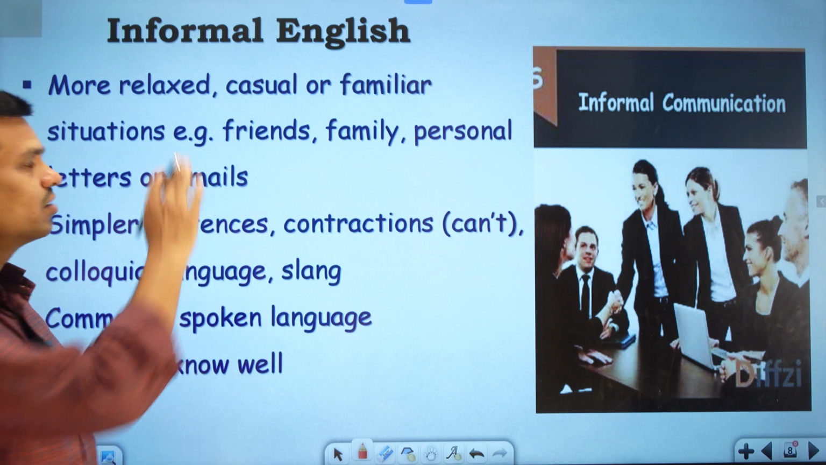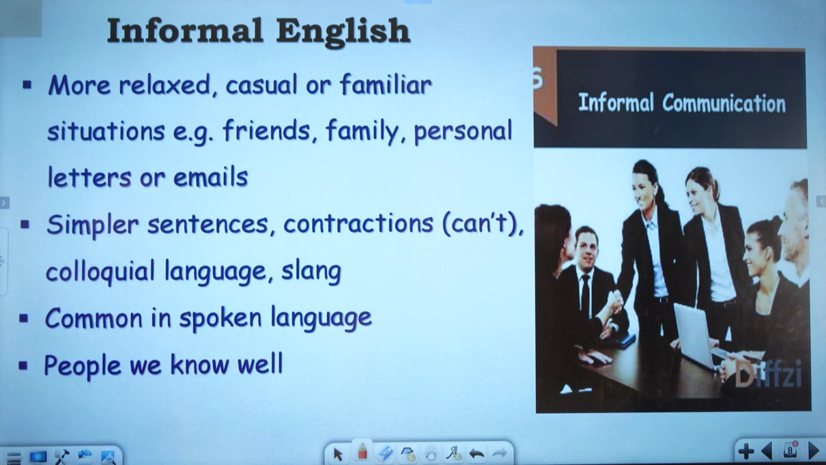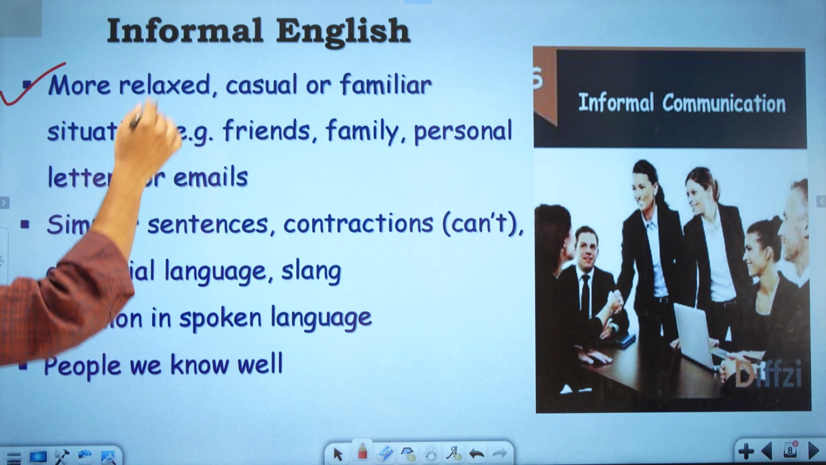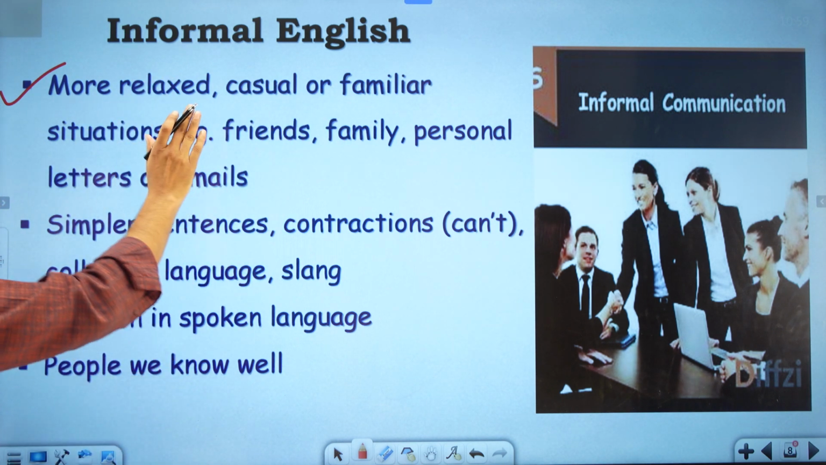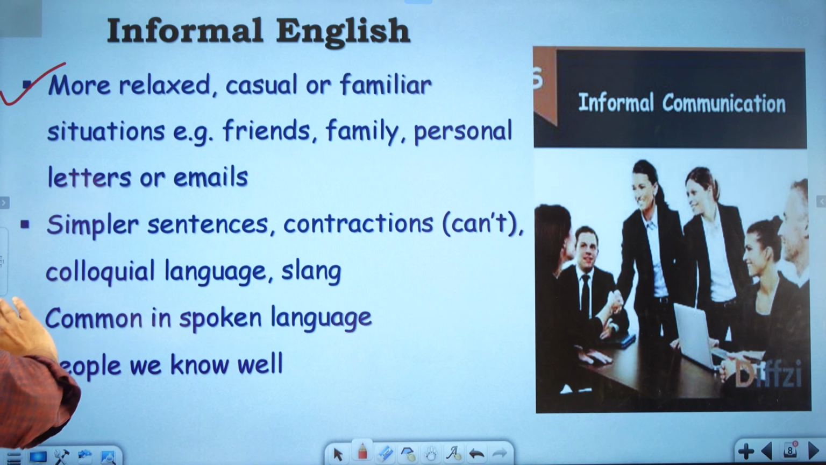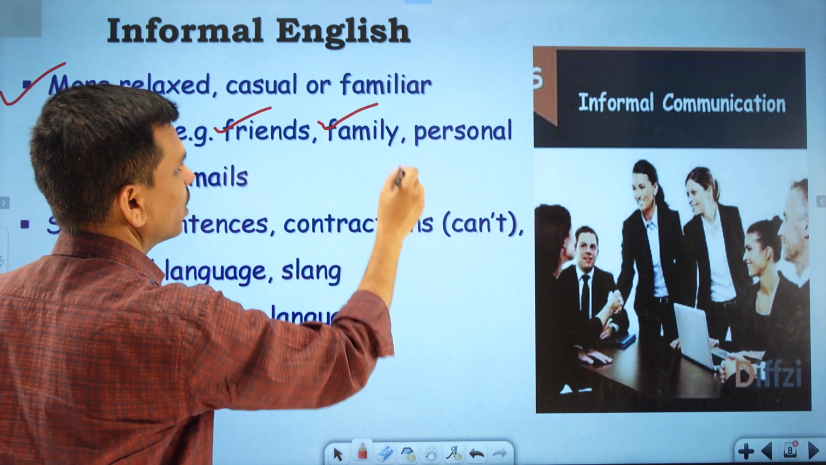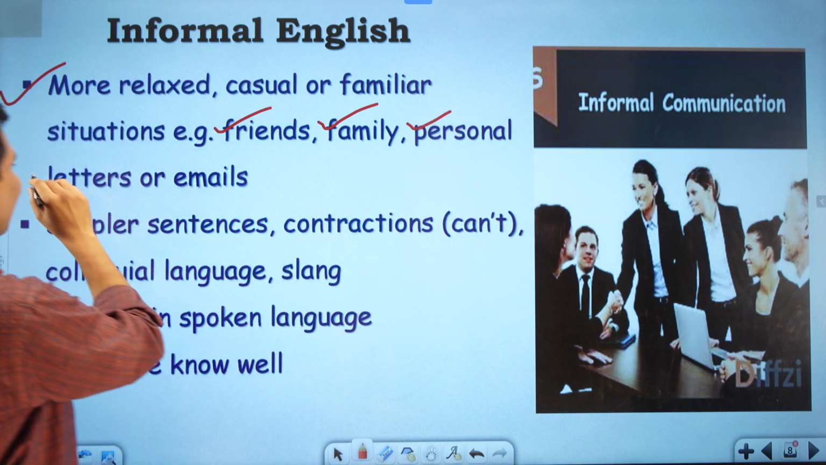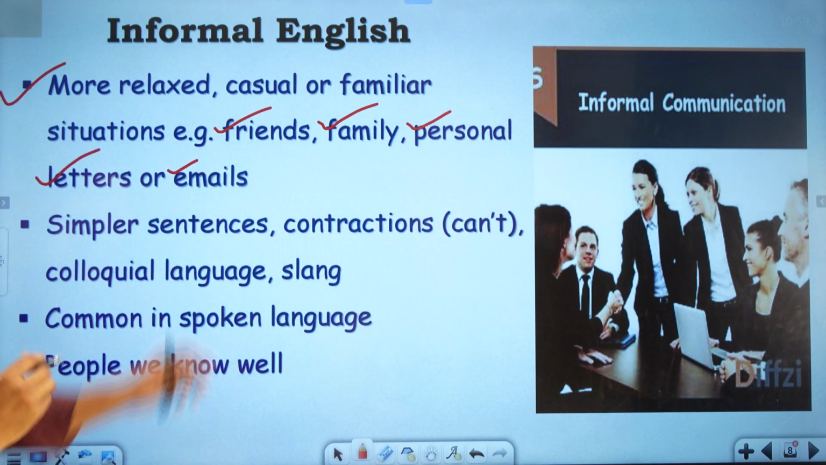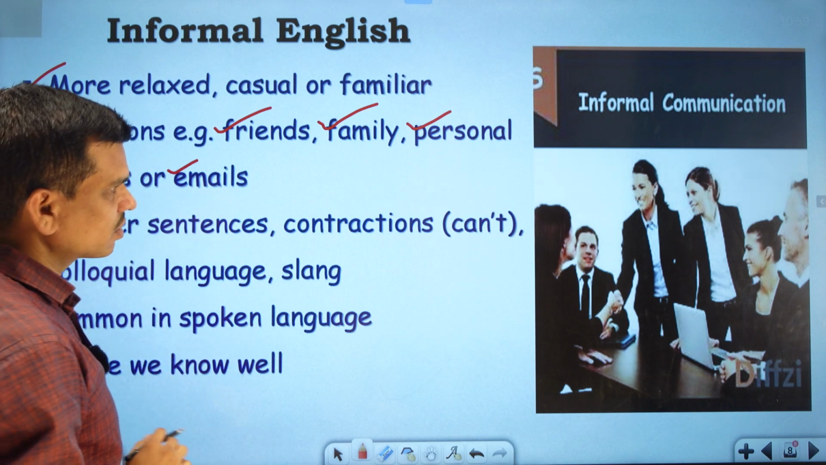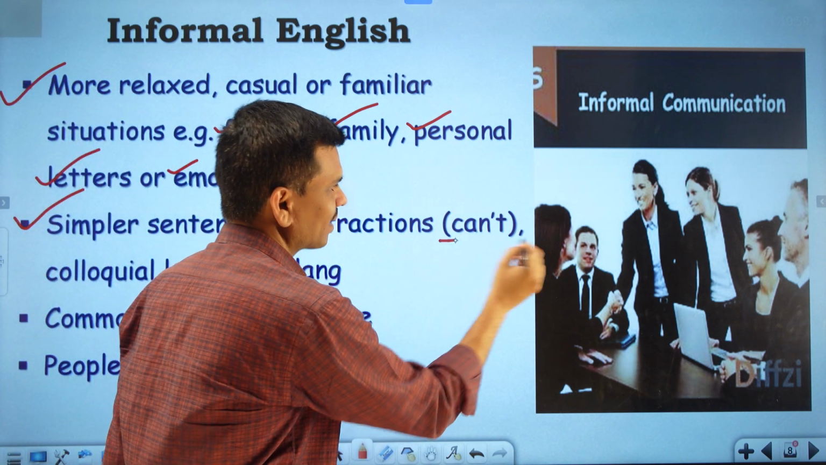Now let's understand informal English or informal communication. It is more relaxed, used in casual or familiar situations, and it is highly used among friends. Then we have it in the family or in personal letters or personal emails. These are some of the examples where informal communication is used. We generally find simpler sentences in informal communication. We also find contractions like can't.